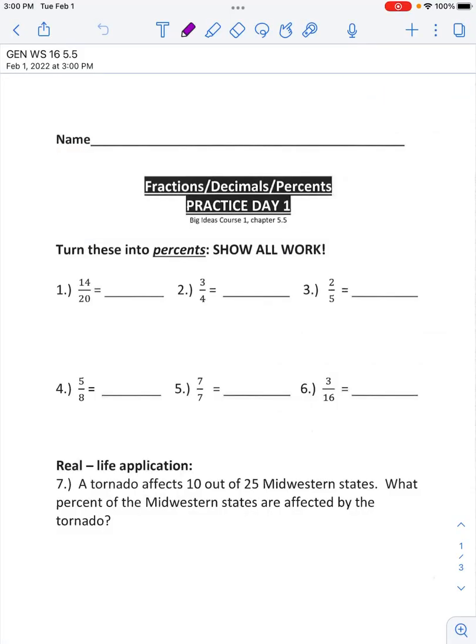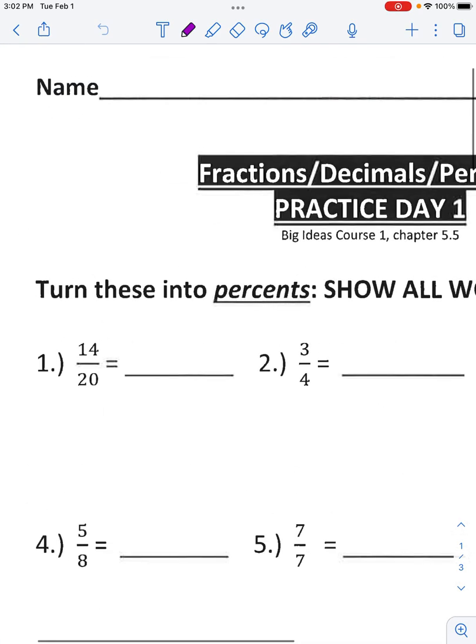Hello. You need to pull up worksheet 16 and please check your answers. You should have done this independently and you are checking your answers to see if you are correct. For the first 6, we are turning these into percentages. Remember, percentages mean out of 100.